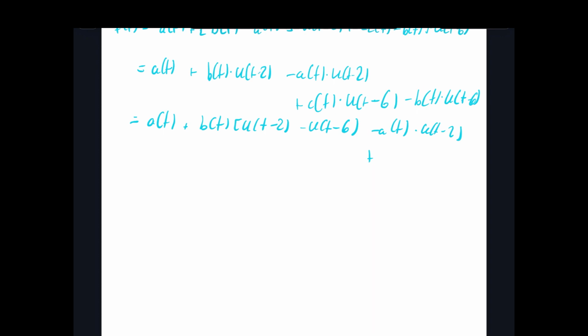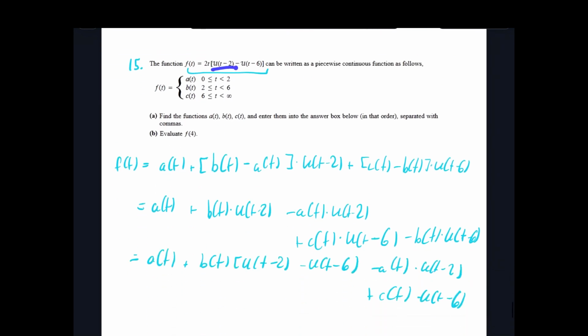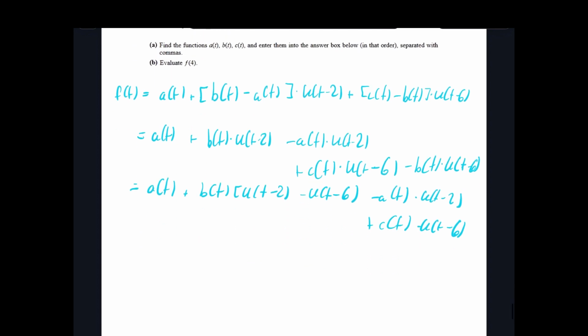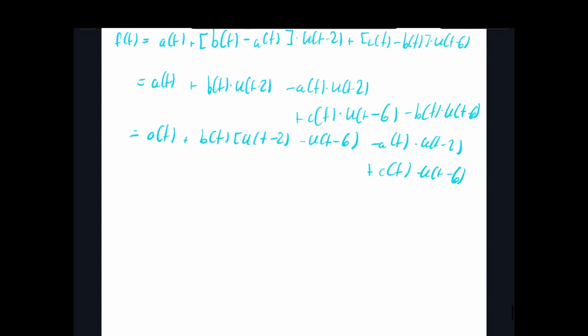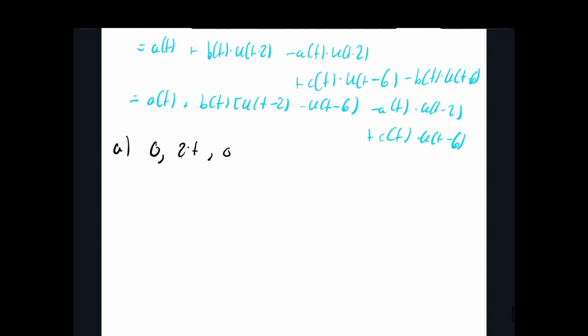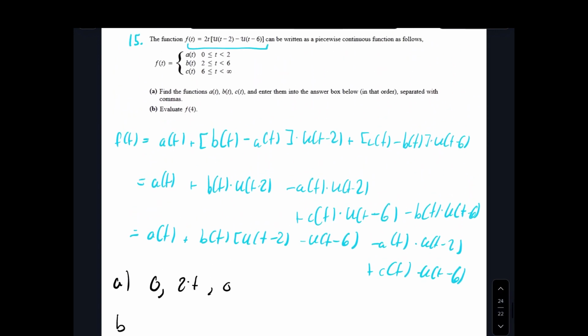The reason why I don't have to isolate for any of these is because in my initial equation, in f at t, I only have u at t minus 6. There's nothing else I could factor out other than b at t to get that, which means a at t and c at t must both be 0. And so what I plug into my box on 15 for a is 0, 2 times t, and 0. And then b, I literally just plug in.